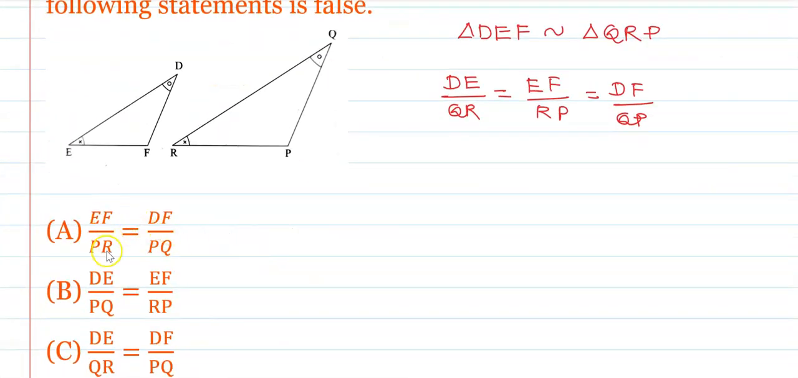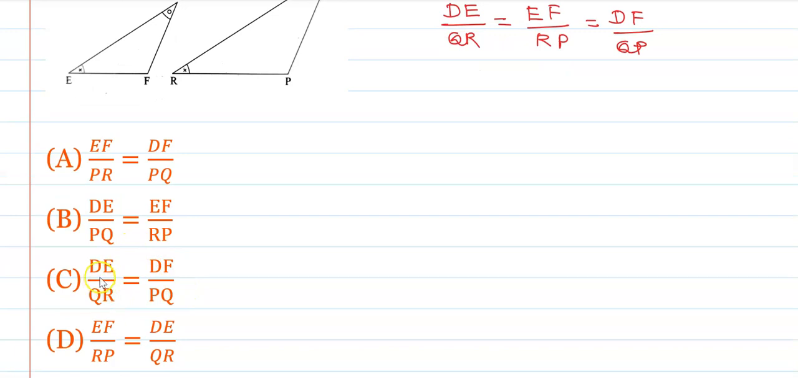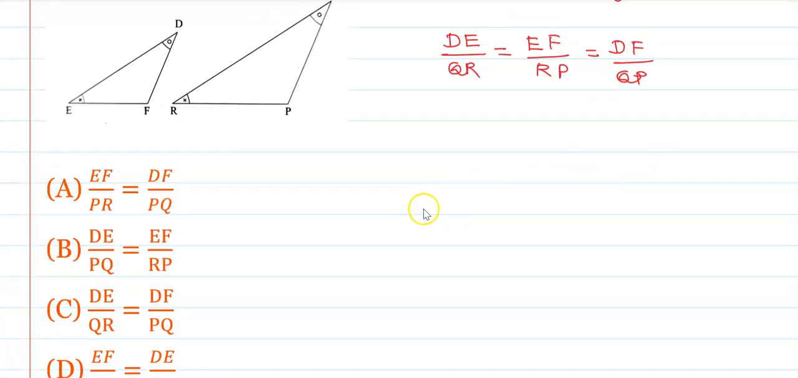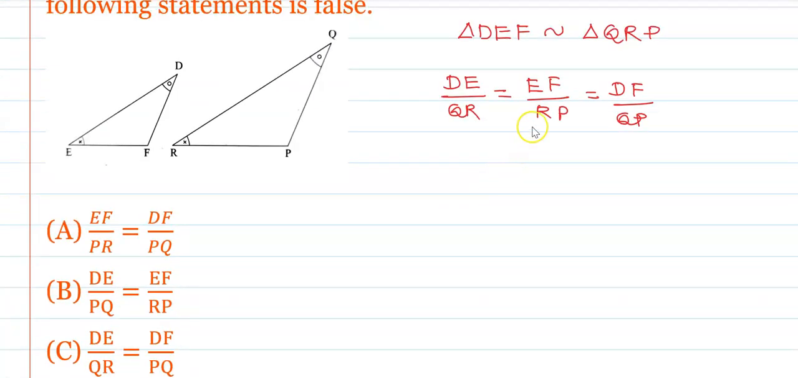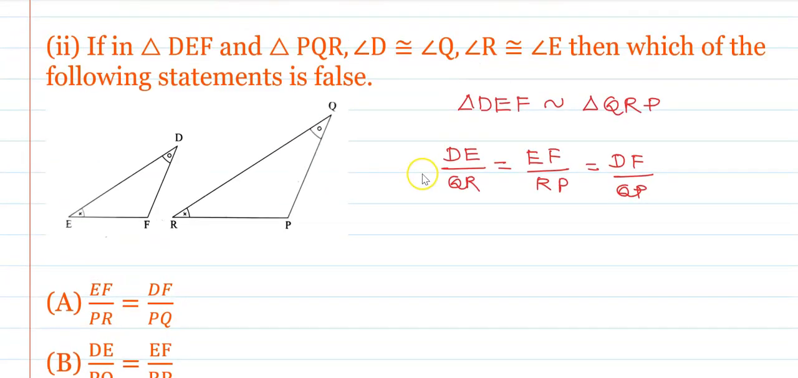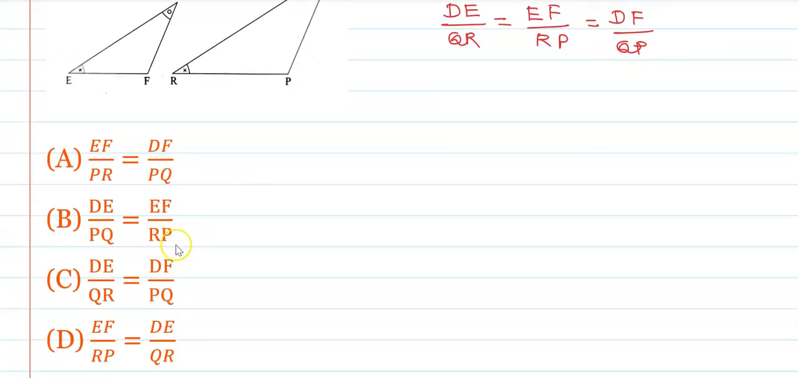First is EF upon PR equals DF upon PQ. This is correct. DE upon PQ, however, is wrong. This is the correct answer. What about the next? DE upon QR is equal to DF upon PQ. This is also correct. Last, EF upon RP is equal to DE upon QR. Now which is the incorrect one? That is DE upon PQ. Option B is the correct answer.